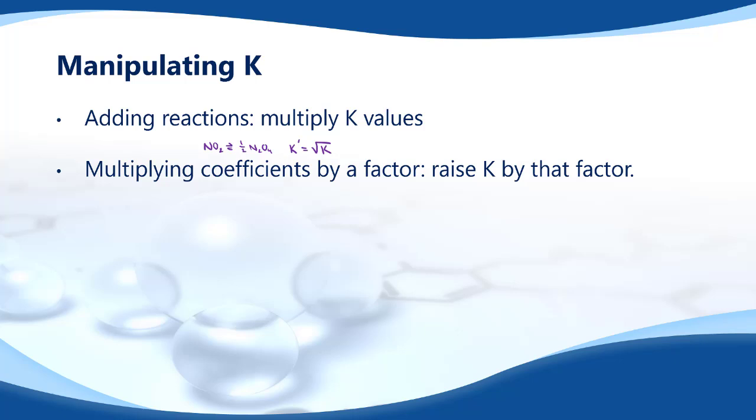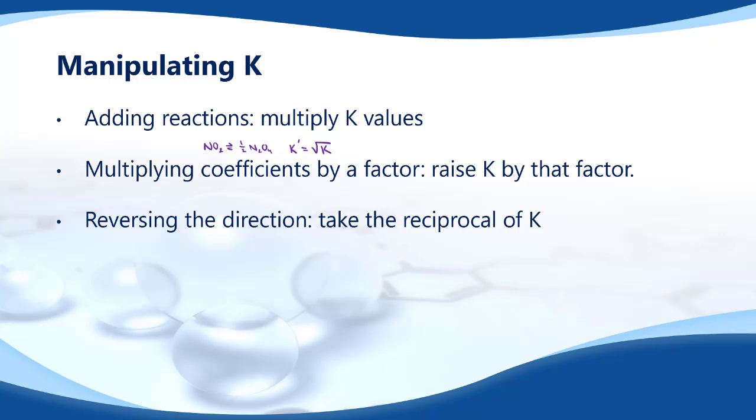And the other thing is, if you are reversing a reaction, you just take the reciprocal of K. So if you're reversing the direction of the reaction, you just take the reciprocal of K. The K value that you have is for the reaction as written in a specific direction at a specific temperature. If you change the direction, do 1 over K. If you change the temperature, K is actually going to change on its own.